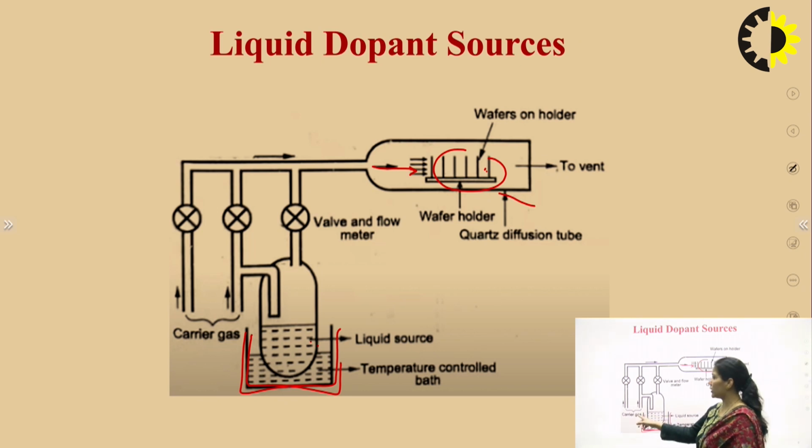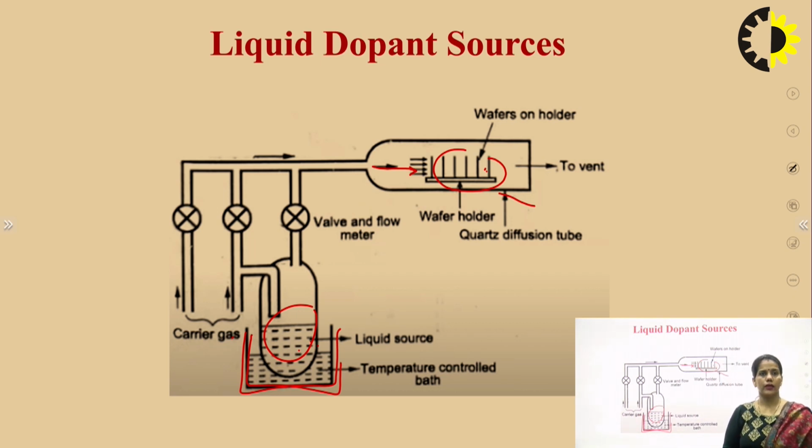What is the role of carrier gas over here? The carrier gas over here is N2 or O2. Carrier gas is bubbled through this liquid source, and this is passed on towards the furnace tube. The function of the valves is to shut or open the flow of carrier gases. The bubbled liquid source goes through this nozzle and goes towards the arrangement where the wafers are placed.